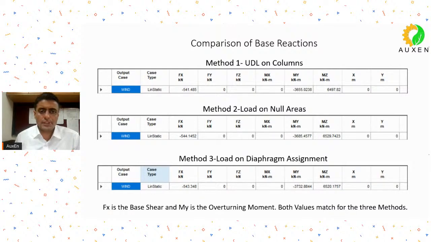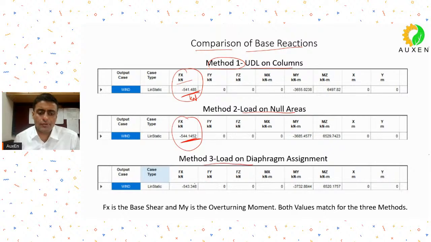So here you see just a comparison of base reaction. What this helps me to understand is what is the total wind force being applied. So if you see, this is the base shear in a way. So in effect, it would be the total lateral force being applied. So in method 1, 541 kilonewtons. This we had manually applied as UDLs. In method 2, 544 kilonewtons. This we had applied the loads on null area. And in method 3, where we had assigned loads on diaphragm, same 543 kilonewtons.